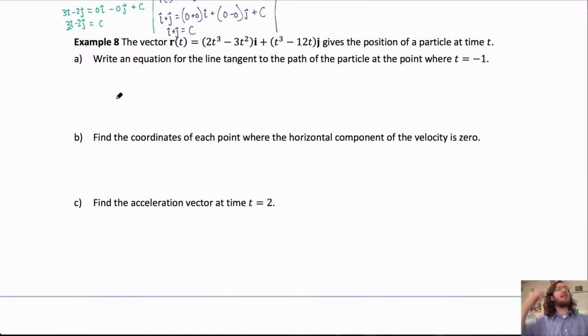All right, so this is a typical kind of example that we've done ever since we learned about derivatives back in AB, is finding an equation for a line tangent to a given function. Okay, now the only difference is now we have a vector value function.